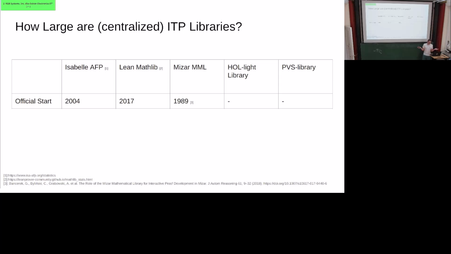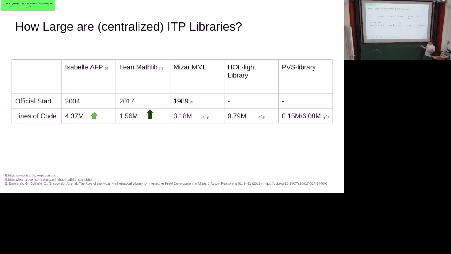Maybe there's an official starting date, but I didn't find it. So certainly those two are quite old. They exist for a long time. The AFP exists since 2004. The Mizar Mathematical Library long before that, and the Lean Mathlib is obviously quite new.